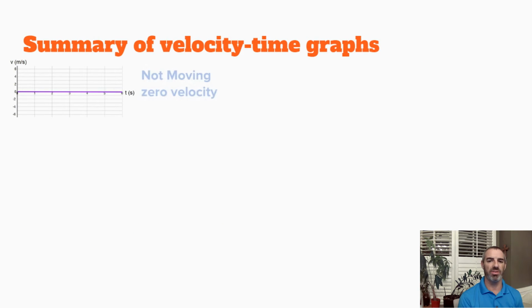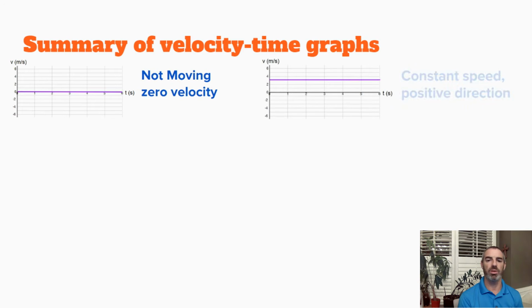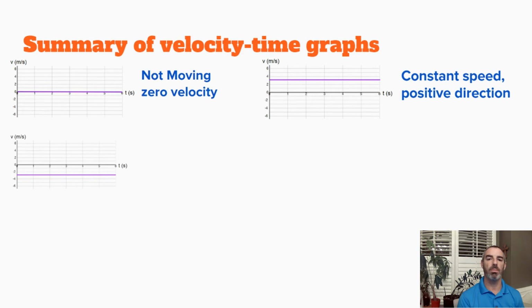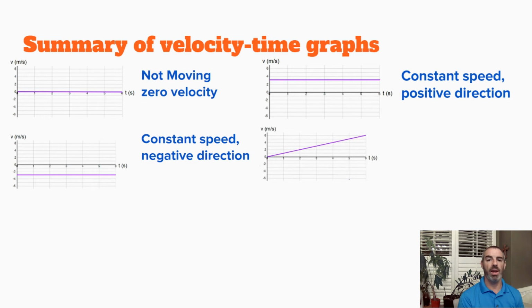So let's summarize our velocity time graphs. A horizontal line on 0 means that it's not moving, 0 velocity. A horizontal line above the time axis shows a constant speed in the positive direction. A horizontal line below the time axis shows a constant speed in the negative direction.